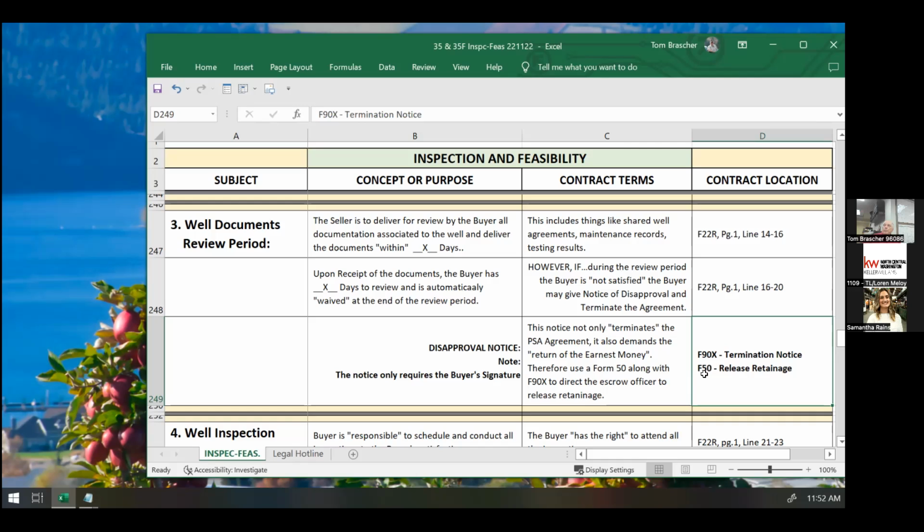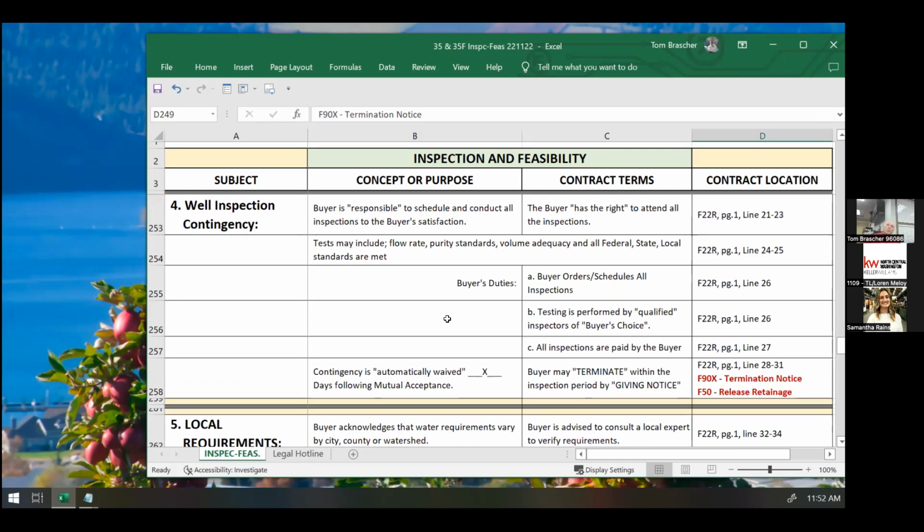And the reason we don't use a Form 51 rescission is because 90X terminates the contract, it's already dead, so you don't want to terminate a contract twice. Once is enough. So Form 50 is the right form for the release of retainage. So well inspection contingency is item 4 in this form.